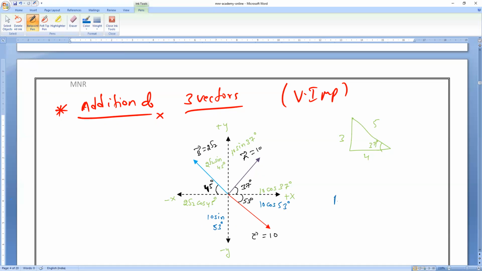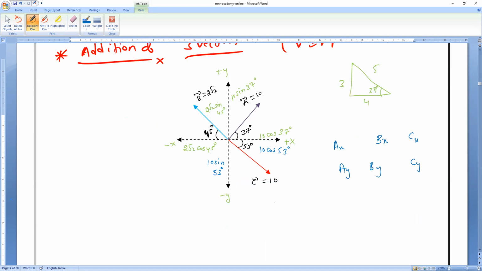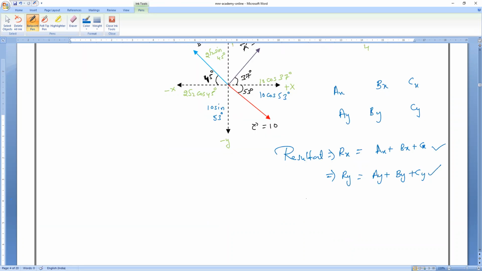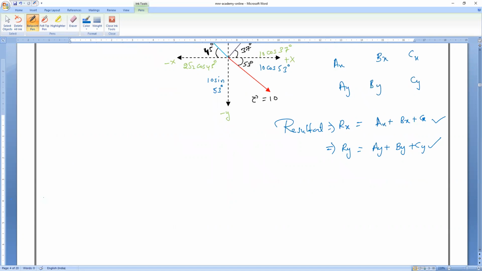Now we want to find first. So we found AX, BX and CX, and in the same way AY, BY and CY. Now I want to find the resultant, that is the addition. So the resultant Rx is equal to Ax plus Bx plus Cx, and in the y direction, Ry is Ay plus By plus Cy. Shall we start now? If you find the values, it is over. First, the components Ax and Ay.